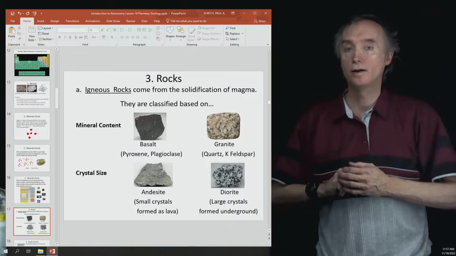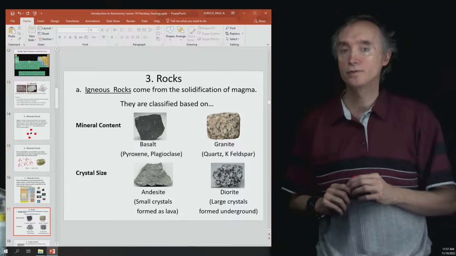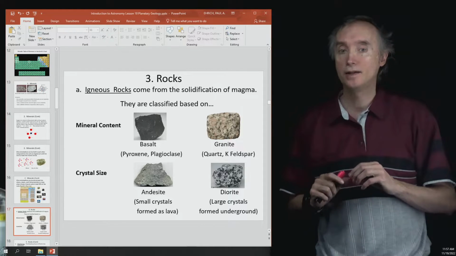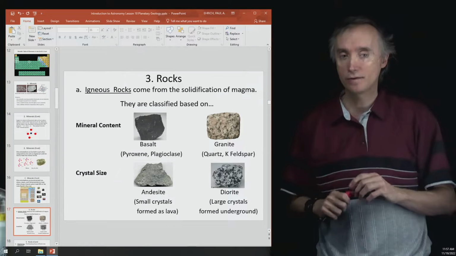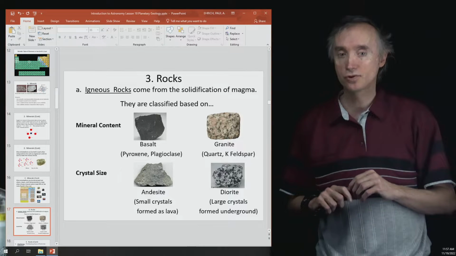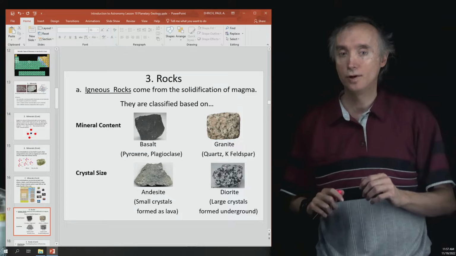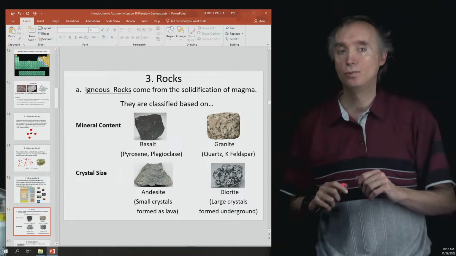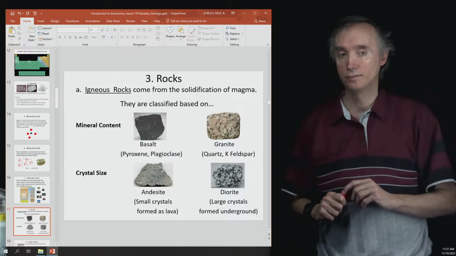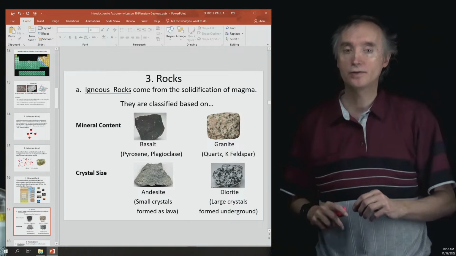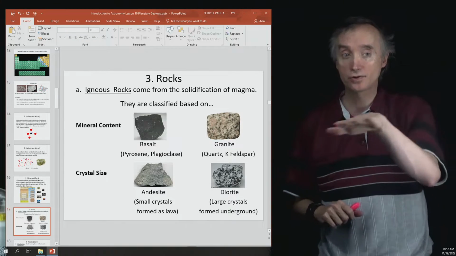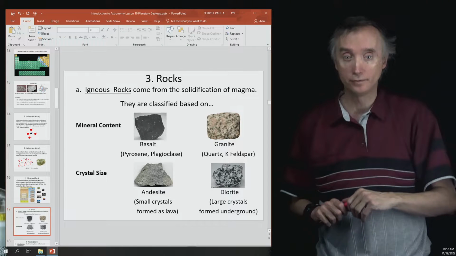Another way of classifying igneous rocks is based on their crystal size. In andesite, it does have crystals, but they're so small that you can't see them with the naked eye. And that's a clue as to where andesite formed. It formed in a place where it cooled off so quickly that crystals did not have a chance to form. And so that would be at the surface of the earth in the form of lava.